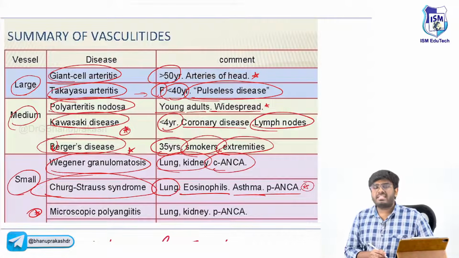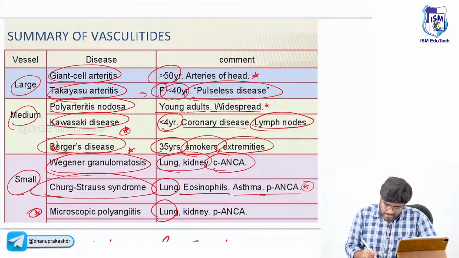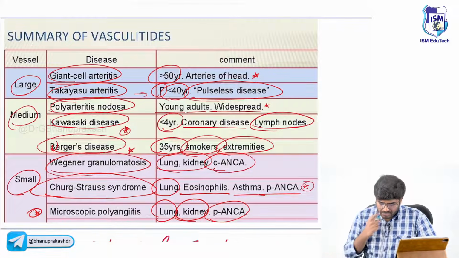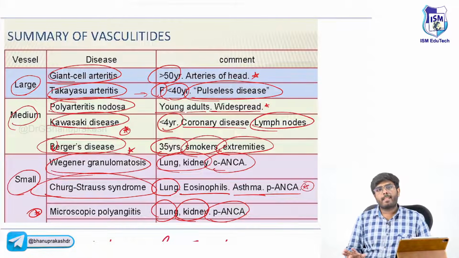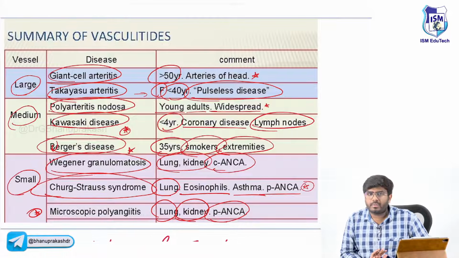Non-granulomatous, necrotizing vasculitis. Even in this condition, lung and kidney involvement will be there, along with P-ANCA positivity. With this, all the vasculitis are completed.